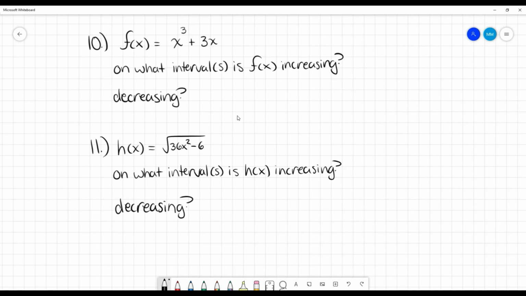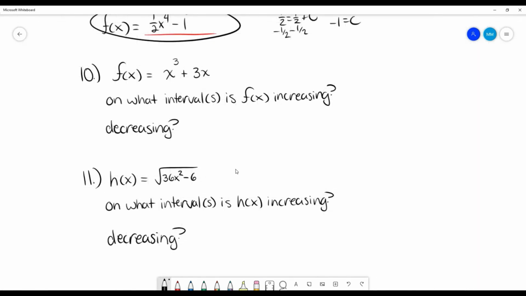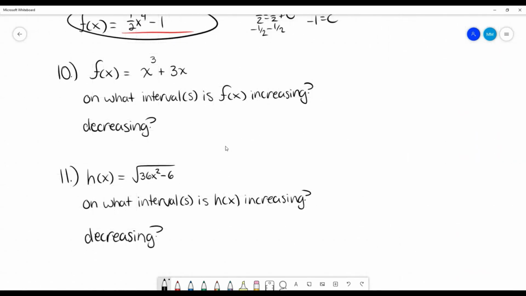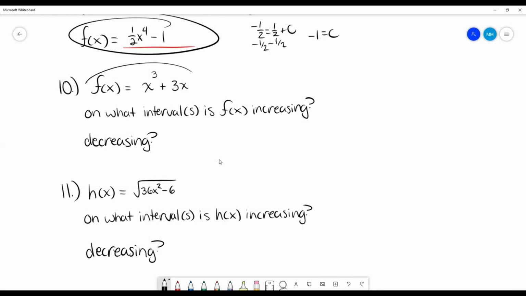All right, I think we've just got 2 questions left to go. Yep, number 10 and number 11 here. This first one gives us this function and asks us on what intervals is that function increasing and on what intervals is it decreasing. This is just like finding our extreme values, except we only care about the interval now, right?